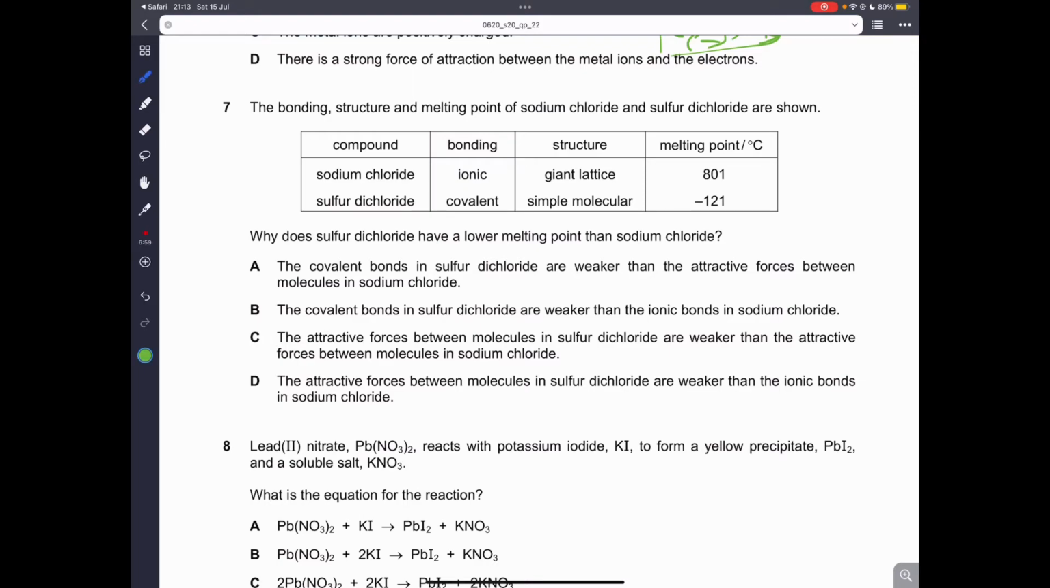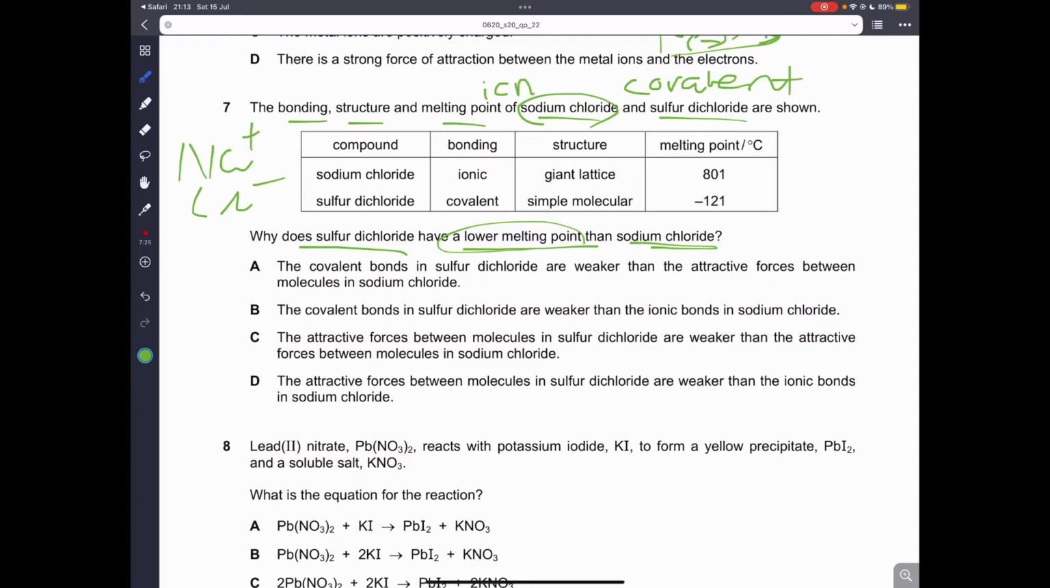Question number 7. Okay, we see the bonding structure and melting point of sodium chloride and sulfur dichloride are shown. Why does sulfur dichloride have a lower melting point than sodium chloride? Now we can see that sulfur dichloride is made out of non-metals, and this tells us it is most likely a covalent compound. Meanwhile, sodium chloride is made out of sodium plus ion and chloride minus ion, and therefore it is an ionic compound. You have to know the properties.